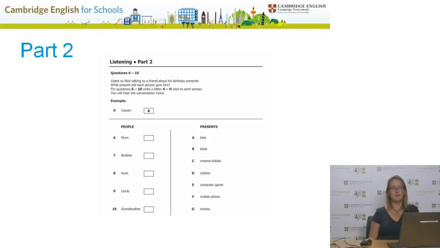Here's an example of this task. In this particular task, students have to listen to a dialogue between a boy and his friend. The boy talks about the presents he got from different people for his birthday. Students need to listen to the recording and match each person to the present they bought. If you are doing a task like this in class, you can help learners prepare by asking them to think about the topic. For example, you could ask your learners which present from the list they would prefer, or you could ask them what kind of presents their family members give them.